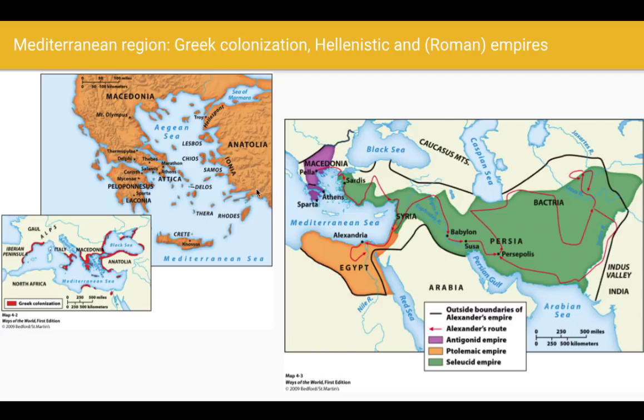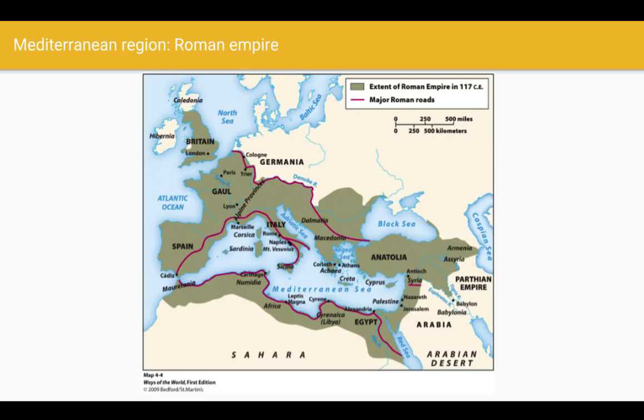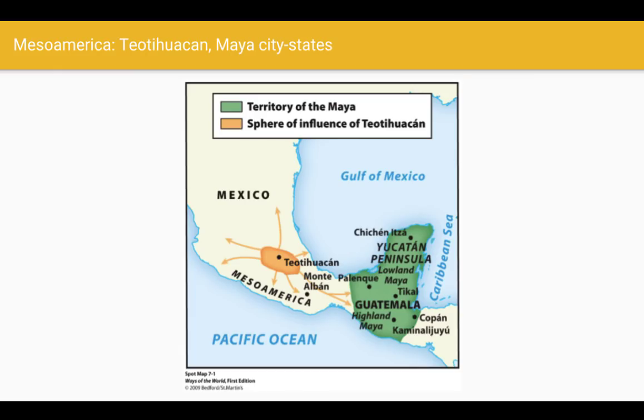When Alexander the Great, who was Macedonian, comes along and conquers the Persian Empire, making it all the way to the Indus River Valley, sometimes that's called the Hellenistic Empire, but it's not necessarily a Greek empire because it falls apart after he died. And then we have the Roman Empire, of course, in the Mediterranean.